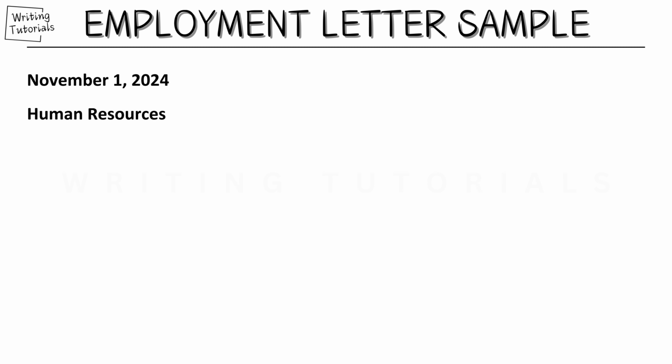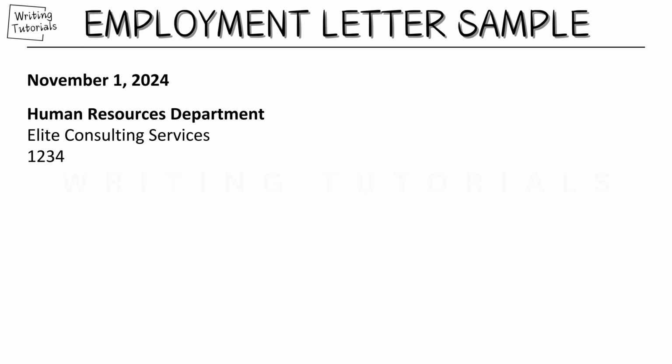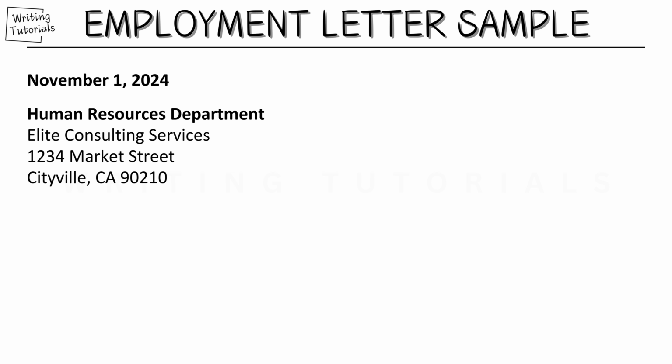Addressing the recipient. Below the date, we have the recipient's information. Here, the letter is addressed to the Human Resources Department at Elite Consulting Services, with their full address, 1234 Market Street, Cityville, California, 90210. In employment verification letters, if you know exactly who will receive the letter, you can address it directly to them. But if it's not clear, using a general title like Human Resources Department or To Whom It May Concern is a good alternative. This kind of neutral greeting is often useful when you're unsure who specifically needs the information, as employment verification letters might be shared across multiple people or departments.